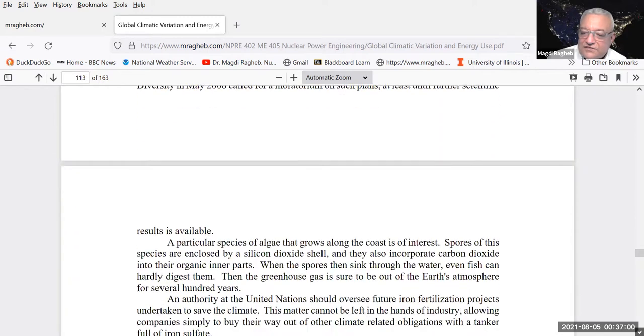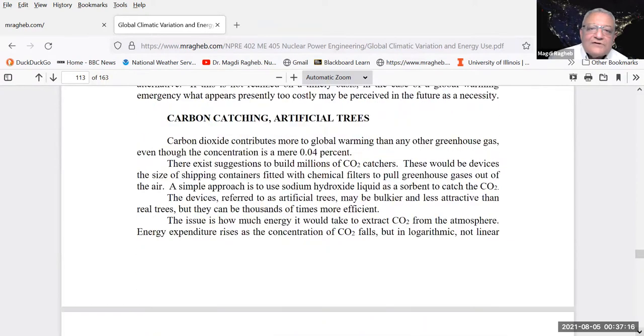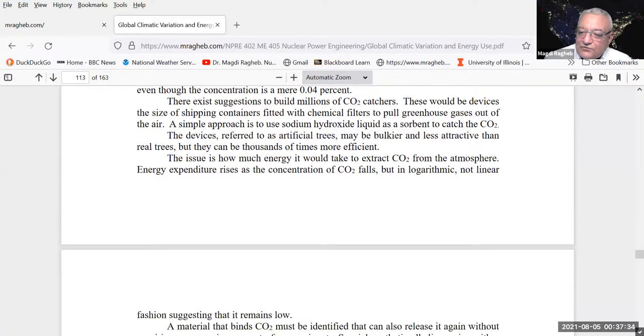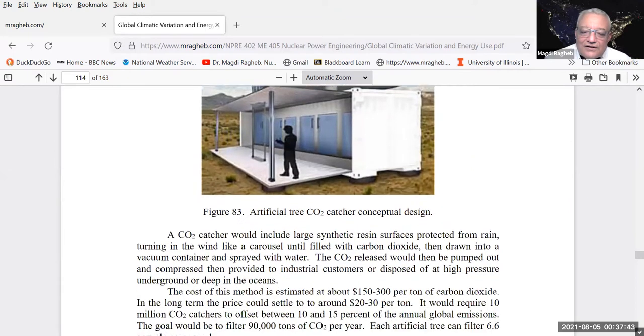And some people even suggested that basically you shade the Earth. That's the idea of putting Mylar sheets into the atmosphere that would act as mirrors and reflect back solar radiation. These are all pie-in-the-sky ideas. The real engineering one is to reconnect the Atlantic Ocean to the Pacific Ocean, as happened 30 years ago. Very far-fetched ideas include carbon catching. They say, let's build artificial trees that would extract carbon dioxide from the atmosphere. And this is an artist's conception of how that CO2 catcher is going to be.